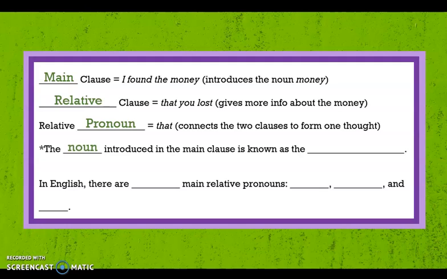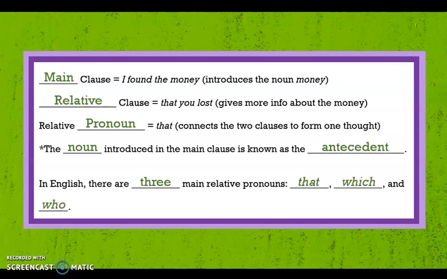Okay, the noun introduced in the main clause is also known as the antecedent. All right, because it comes before. That's what antecedent means, coming before. So it comes before the relative clause. In English, there are three main relative pronouns: that, which, and who.